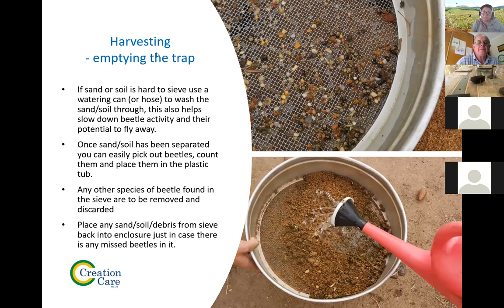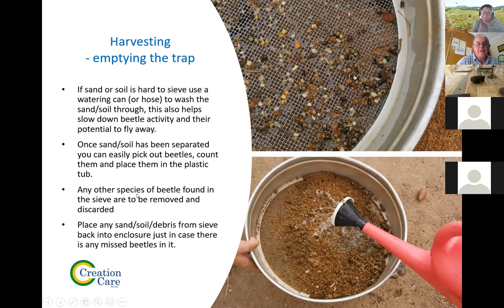So, emptying the trap. If the soil or sand is hard to sieve, you can use a watering can or hose to wash the sand or the soil through the sieve. That also slows down the activity, as we said. That's very useful. We take watering cans out into the field a lot. Once the soil or sand has been separated, you can easily pick out the beetles. You count them and place them in your plastic tub.